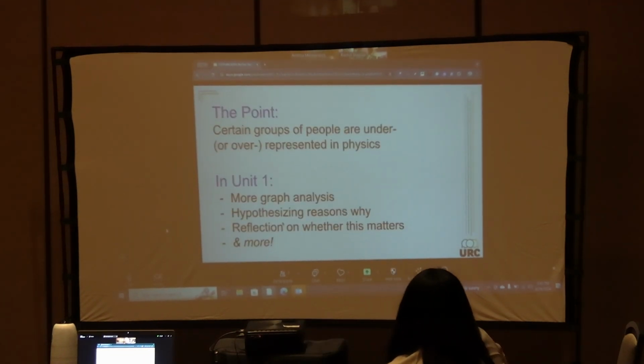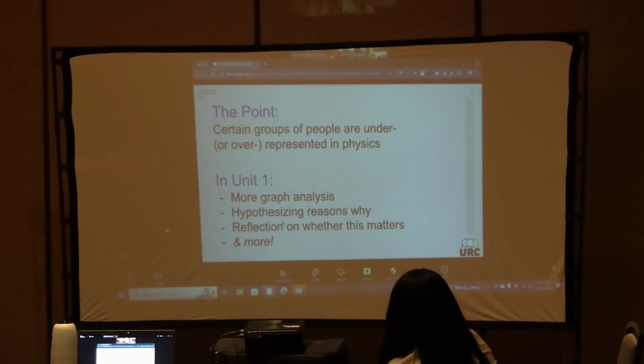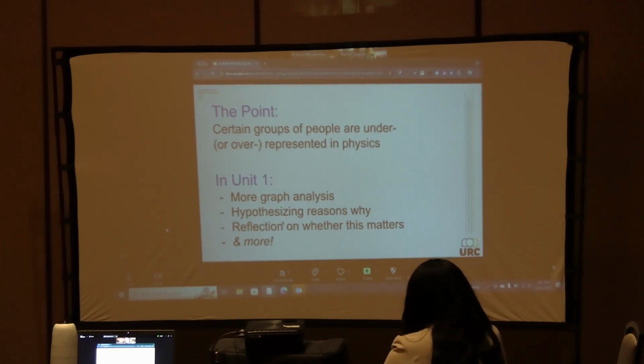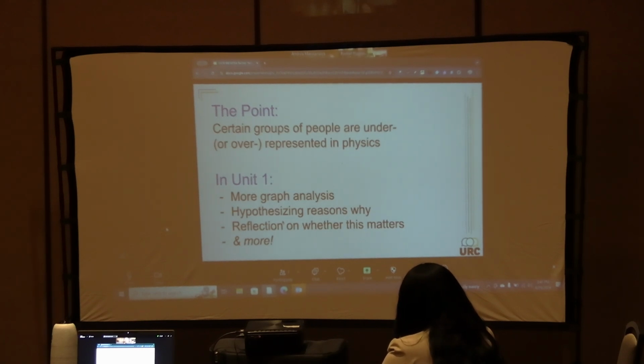So the point of this first unit with students is that certain groups of people are underrepresented or overrepresented in physics or other sciences. We have graphs for very different sciences. We're just focusing on physics for today. Also in Unit 1, students are able to do more graph analysis. They also start to think about why this might be, and they also get to reflect on whether this matters.